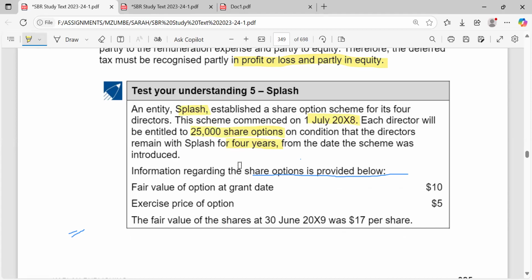Information regarding the share options is provided below. We have the fair value of the option at grant date, which we usually use to value our instruments, right? To value our options. Exercise price of an option, we have it. The fair value of the shares at 30 June 2009 was how much? $17 per share. We have it again. Okay.